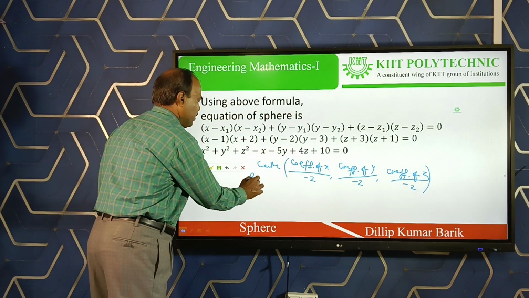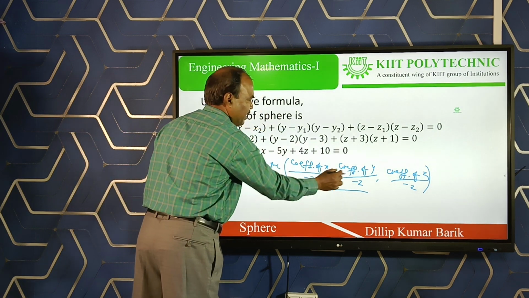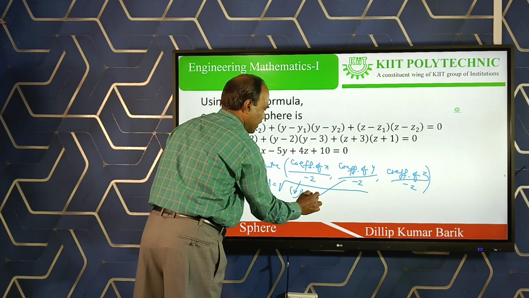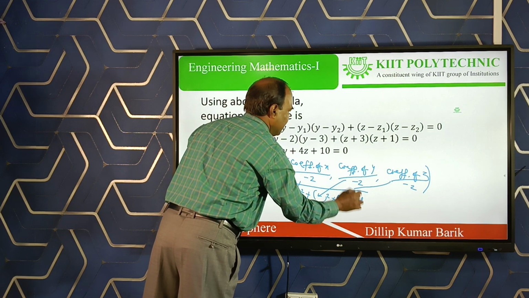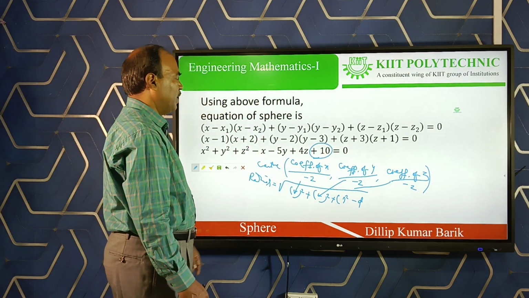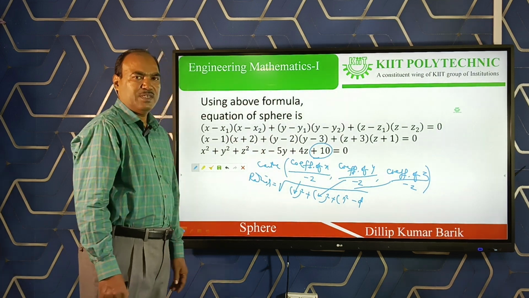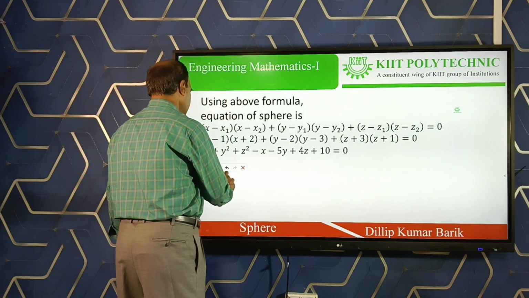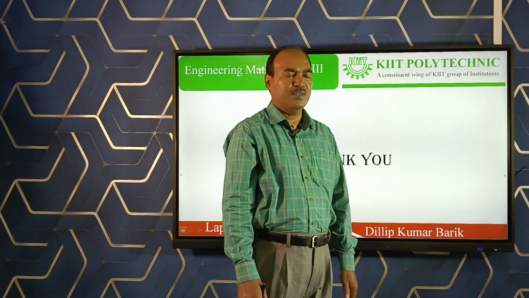And the radius, after getting the center values, is the square root of u square plus v square plus w square, minus d. Here d is the 10. This is the shortcut method to find the center and radius of the sphere. Clear? Next class we will discuss more about the sphere. So that is all for today. Thank you all.